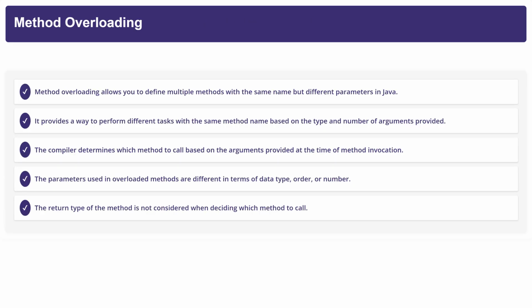Method overloading allows you to define multiple methods with the same name but different parameters in Java. It provides a way to perform different tasks with the same method name based on the type and number of arguments provided. The compiler determines which method to call based on the arguments provided at the time of method invocation. The parameters used in overloaded methods are different in terms of data type, order, or number. The return type of the method is not considered when deciding which method to call.